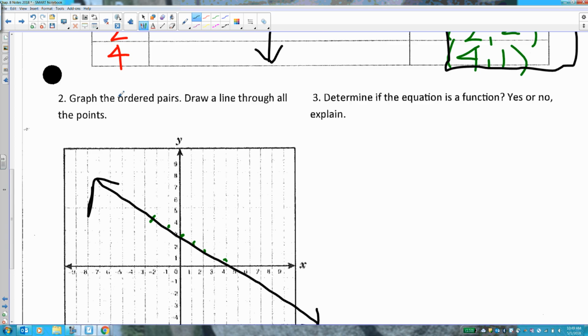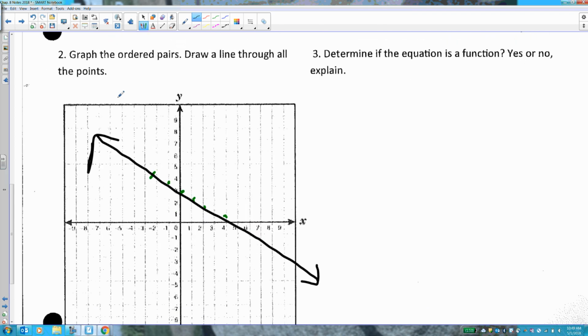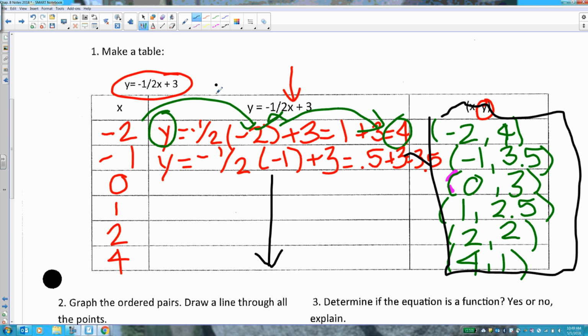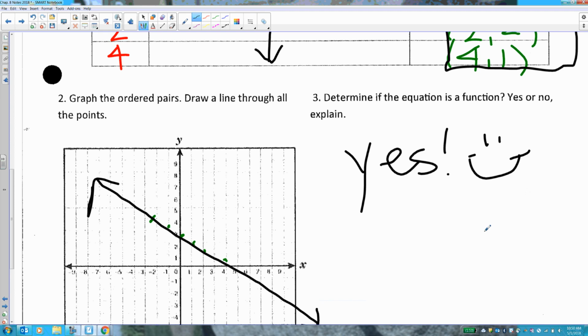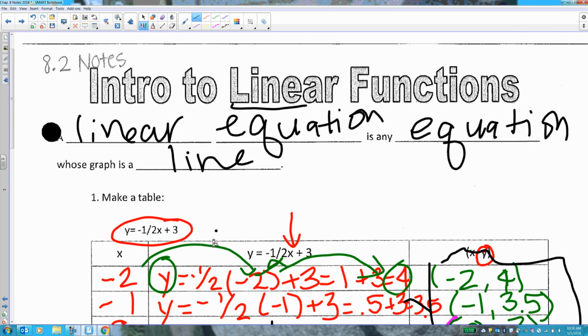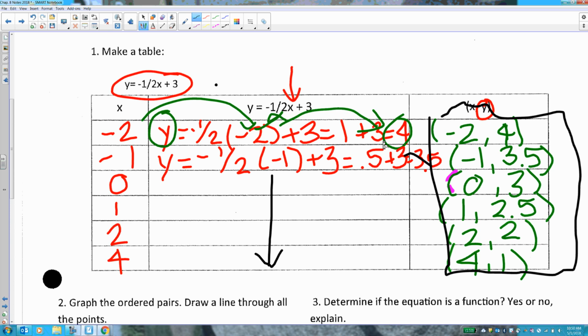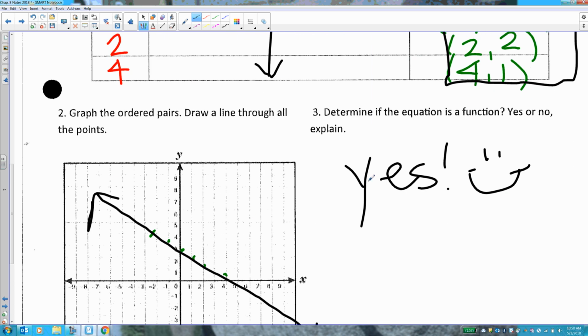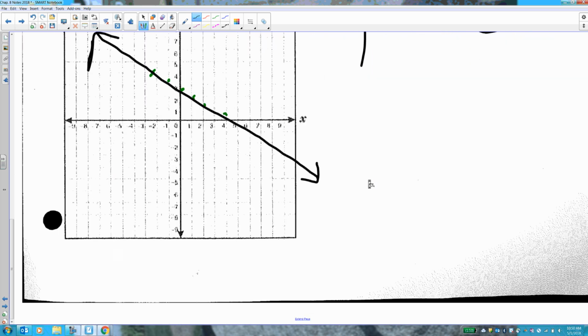And then the question says, determine if the equation is a function. Well, we know it's a function because it would pass the vertical line test. So we would say yes, because it passes the vertical line test, or each domain only gave us one range. And we know that because it formed a straight line. So that's really all there is to that. You want to make a chart, then graph it, and then determine if it's a function.